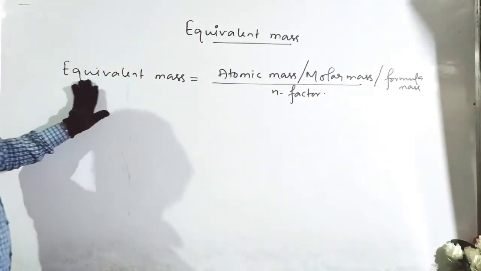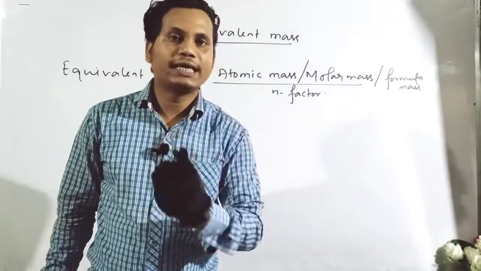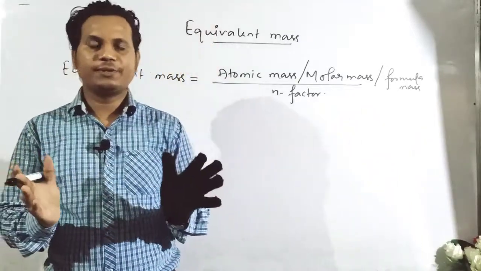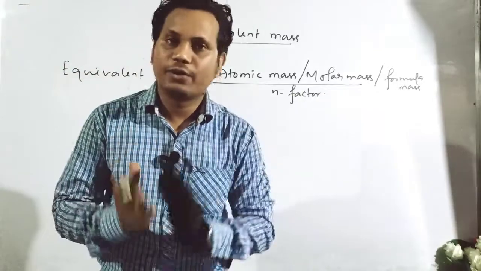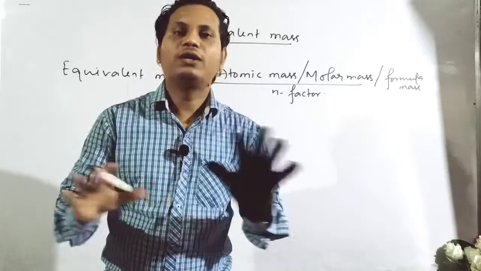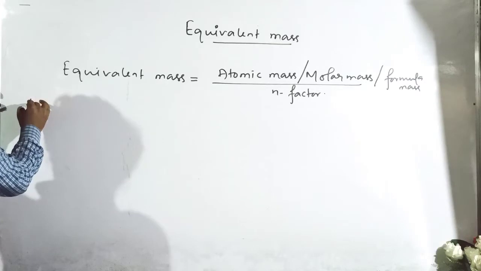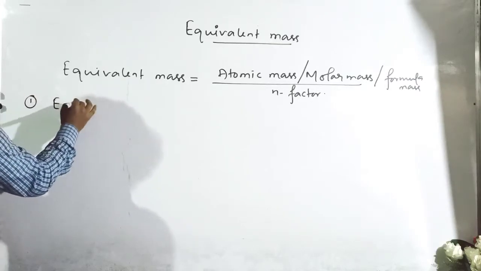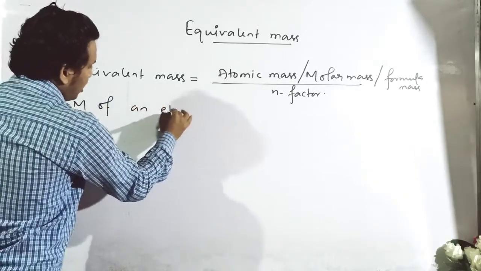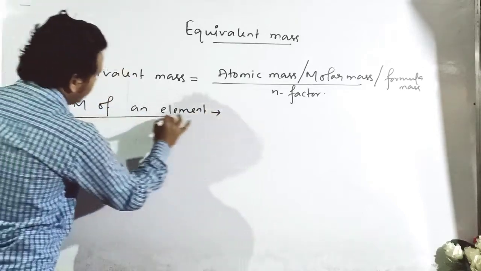How equivalent mass can be calculated for an element, for acid, for base, for acid radical, basic radical, in redox reaction, in a given reaction, for ions, all types we will discuss now. So first our topic is equivalent mass of an element. How can the equivalent mass of an element be calculated?